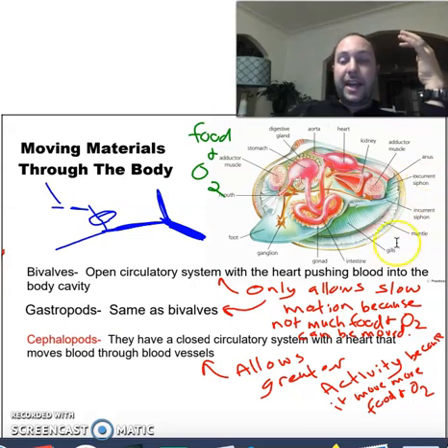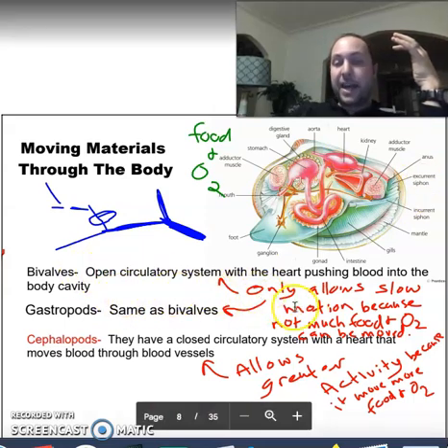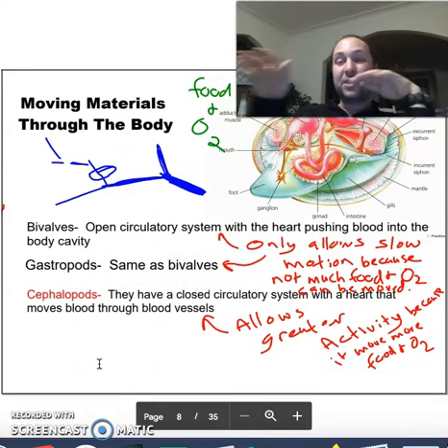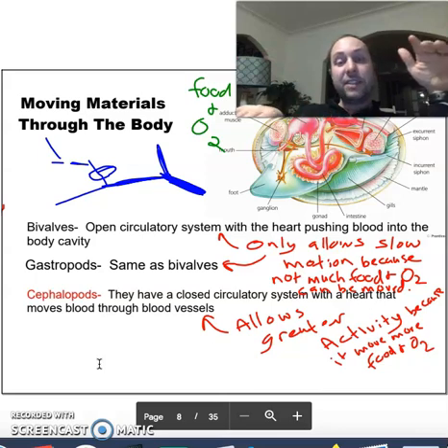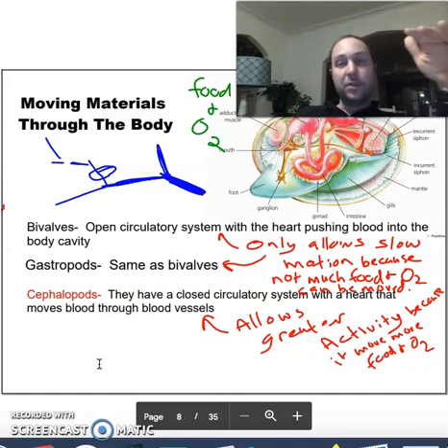And you should kind of have that information in there, right? You should have what kind of system they have and what advantages they provide. Now, cephalopods, these are things like squid and octopus. They have a different thing going. So cephalopods have a closed circulatory system. They have a heart, and that heart moves blood through a series of tubes that connects back to the heart, just like what you and I have.